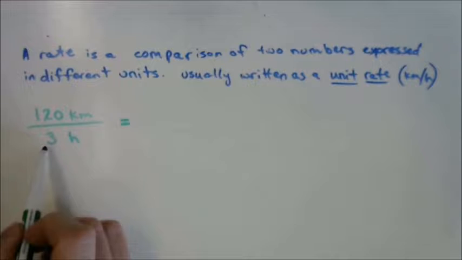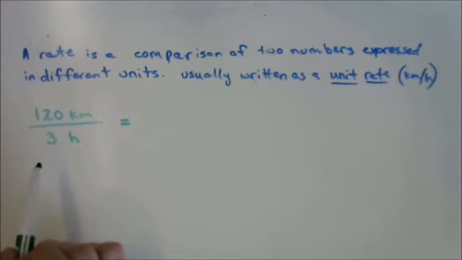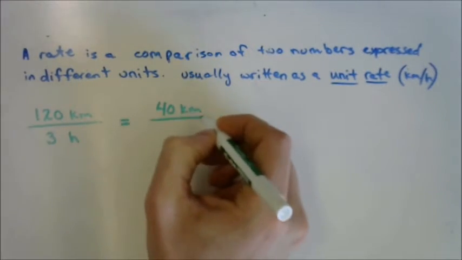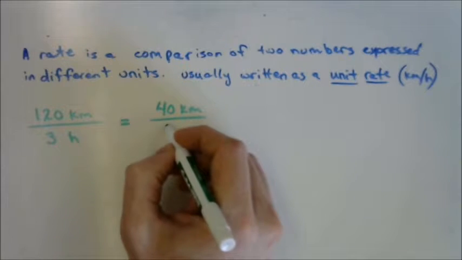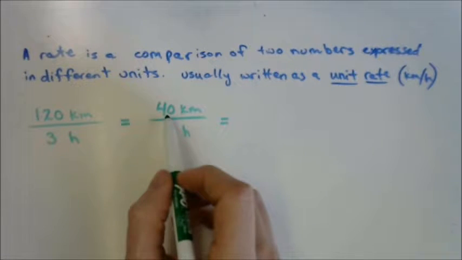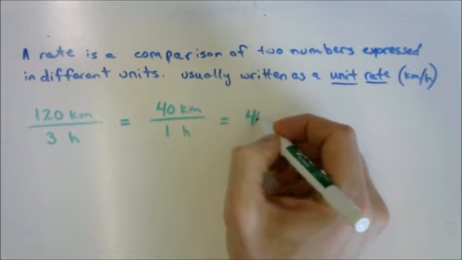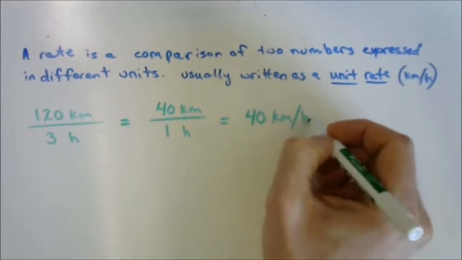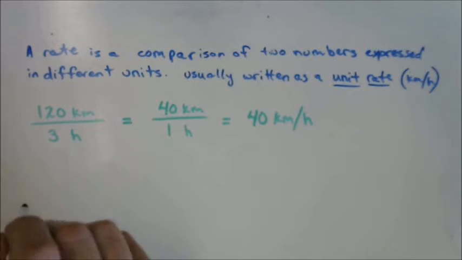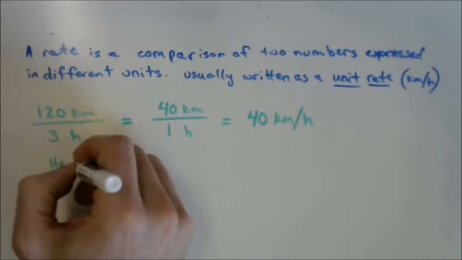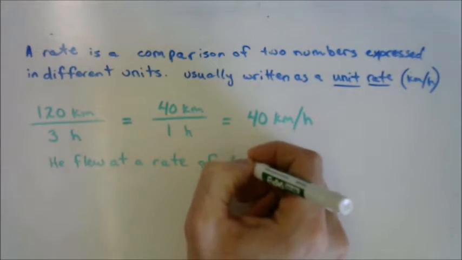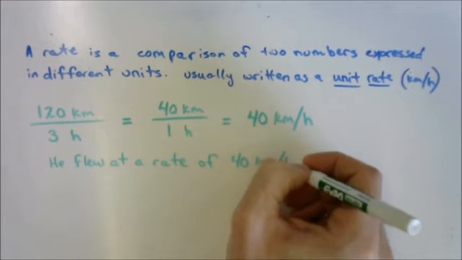Because I look at my numerator and my denominator, they're both divisible by 3, right? What's 120 divided by 3? 40, and keep kilometers there. And 3 divided by 3? 1, so you've got 1 hour. And now we can rewrite this. We know that he's going 40 kilometers every hour, 40 kilometers per hour. So at what rate did he fly? He flew at a rate of 40 kilometers per hour. So we have a rate.